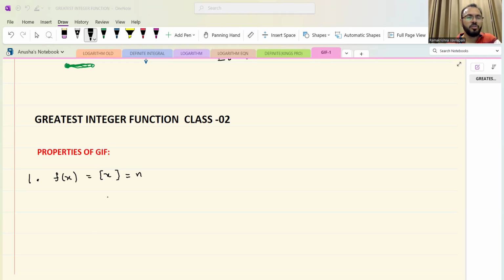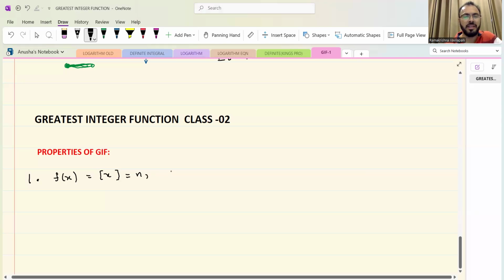f of x equal to the integral part of x, as we know, is represented by x enclosed in square brackets. This is equal to n, where n is an integer, not a natural number, right? So n is less than or equal to x, which is less than n plus 1, and n is an integer. This is the basic definition.